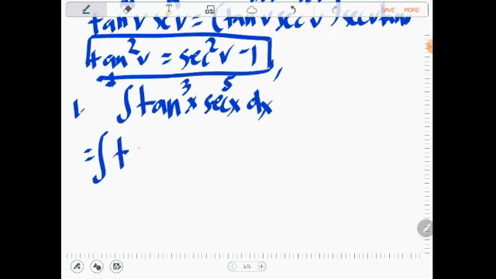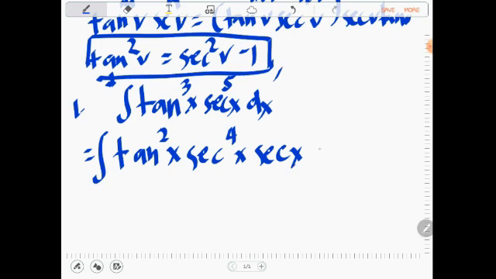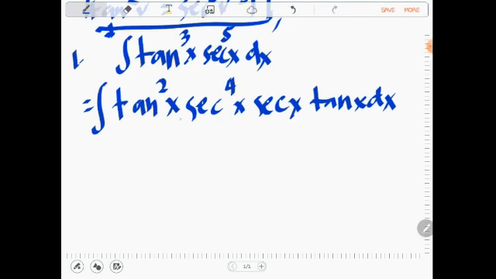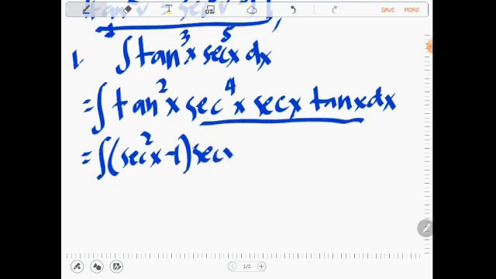So integral of tangent of x cubed, squared na lang, no? Then secant of x raised to 4 na lang yan kasi minus 1. Tapos dito ay ilalagay natin yung isang tinanggal natin, tangent of x dx. Okay? Yung tan of x squared is equal to a quantity secant of x squared minus 1. Okay? Then ito, copy mo lang. Secant of x raised to 4 secant of x tangent of x dx.